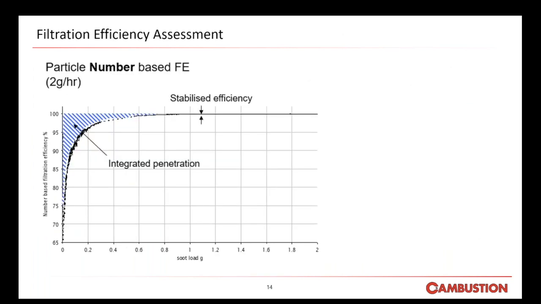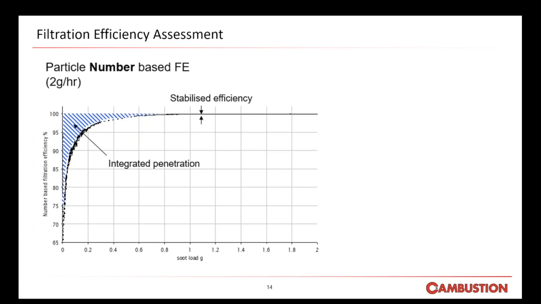So, filtration efficiency assessment. This is a typical FE curve based on PN measurement. This test was run at 2 grams an hour. This graph shows the filtration efficiency is heavily dependent on the amount of soot on the filter. A layer of soot is actually far more effective than the filter itself. Therefore, you need an instrument like a DPG with the ability to load the filter with representative soot in order to measure the performance of the filter.